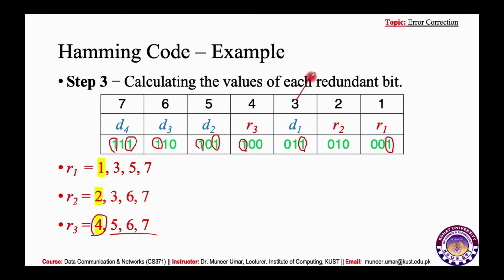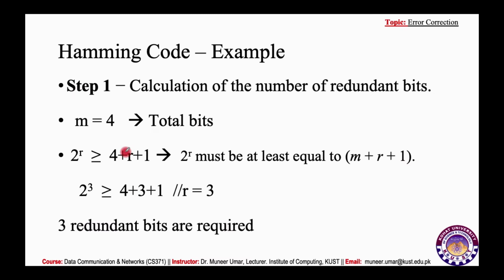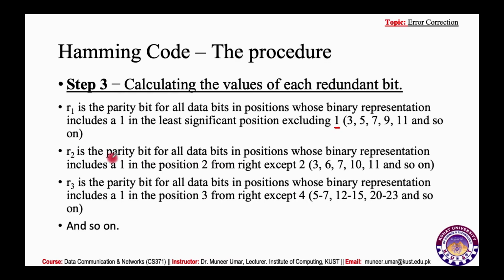R1 is taking 3, 5, 7, 9, and so on, because the bits for these positions have their first bit equal to 1. Then for R2, the parity bit covers all data bits in positions whose binary representation includes a 1 in the second position from the right, except 2. 2 is actually for R2.